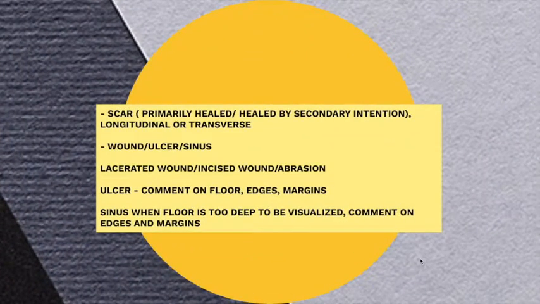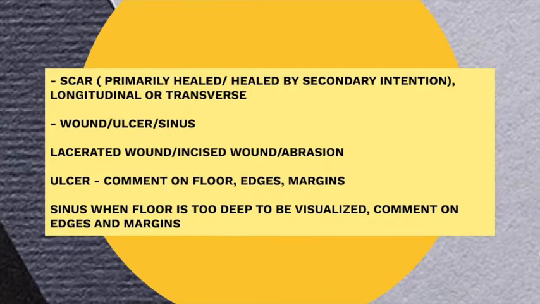If there is scar, we have to comment whether it is a primary healed one or healed by a secondary intention, which would have an irregular appearance. The scar can be longitudinal or transverse depending upon its relation to the body axis or the limb axis. And if there is a wound, ulcer, sinus, then we have to comment on the type of wound, whether it is a lacerated wound, incised wound, or an abrasion. If it is an ulcer, then we have to comment upon the floor, edges, and margins. If the floor cannot be visualized, then we have to term it as a sinus and also comment on its edges and margins.